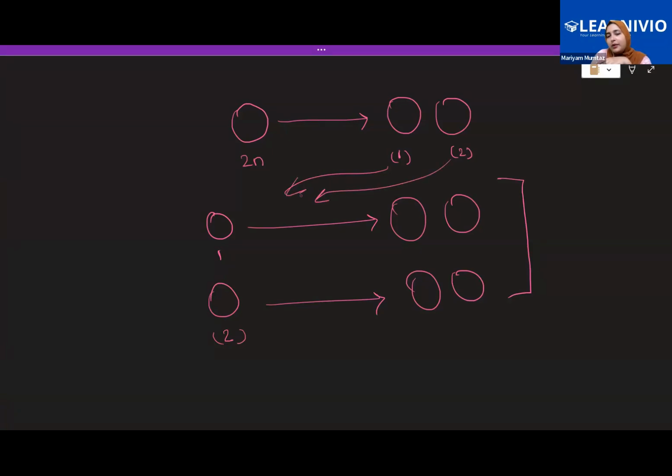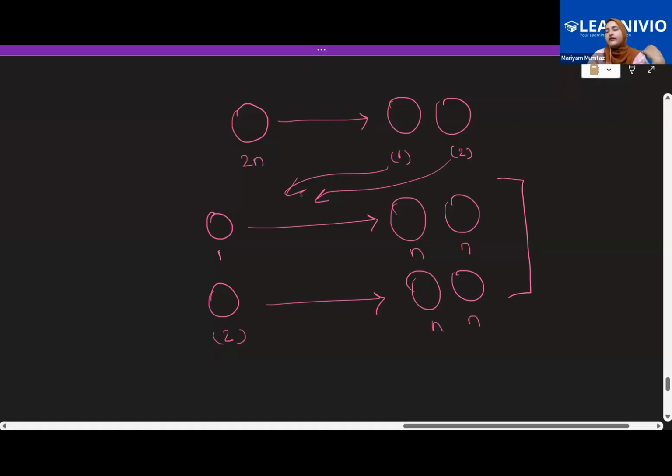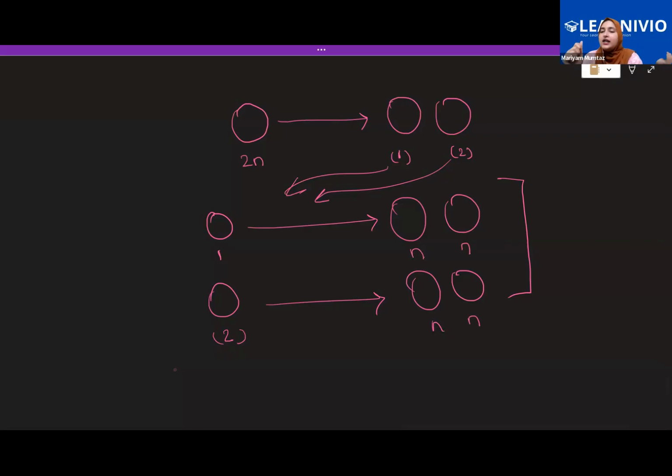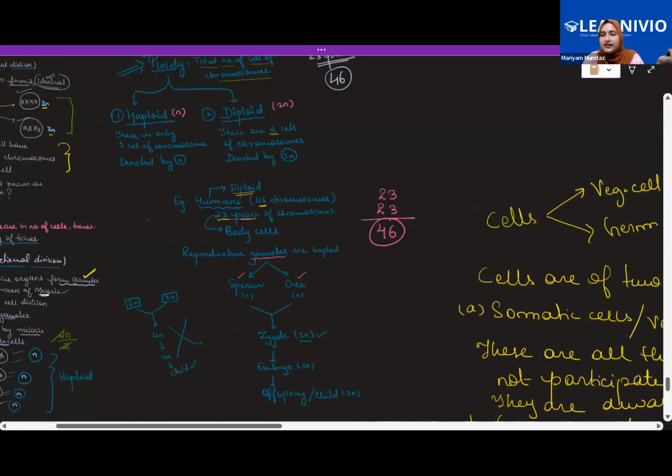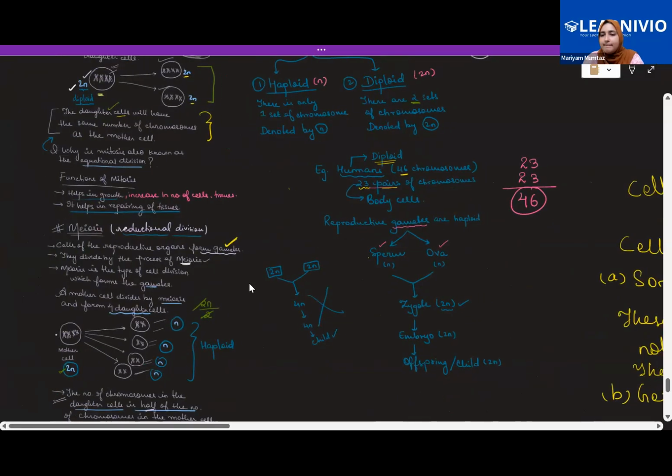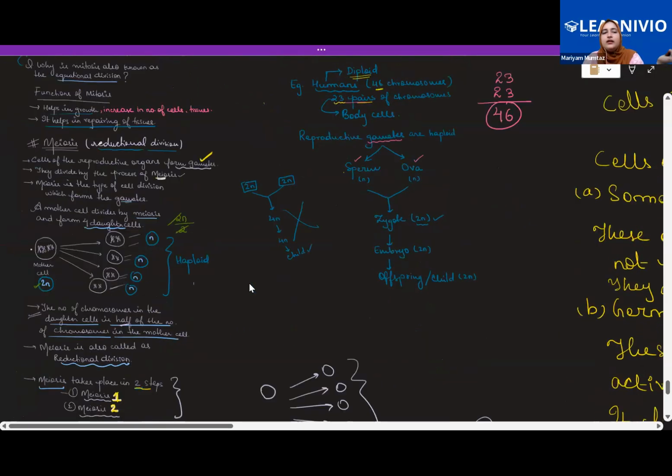And what will be the ploidy? They will be haploid. So see, in any question, if they ask you what will be the ploidy, you are supposed to answer in terms of diploid, in terms of haploid. Clear? Any doubts? No, ma'am.